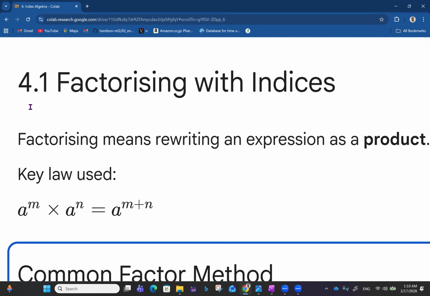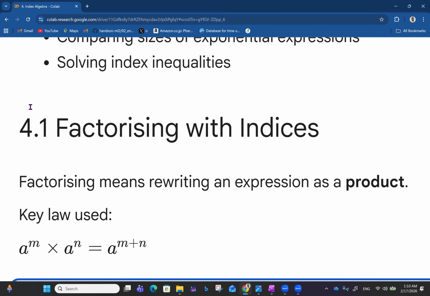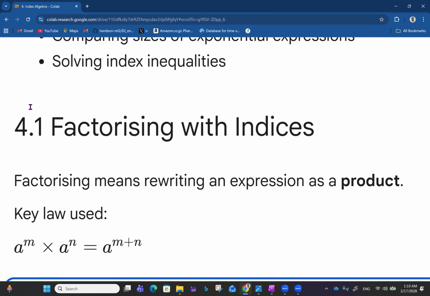It still plays into some of the things we had learned before. Factorizing means rewriting an expression as a product. And the key law we are going to use here, so you can see this product law is pretty important. Product law of indices: a raised power m times a raised power n is equal to a raised power m plus n. It's really, really important.